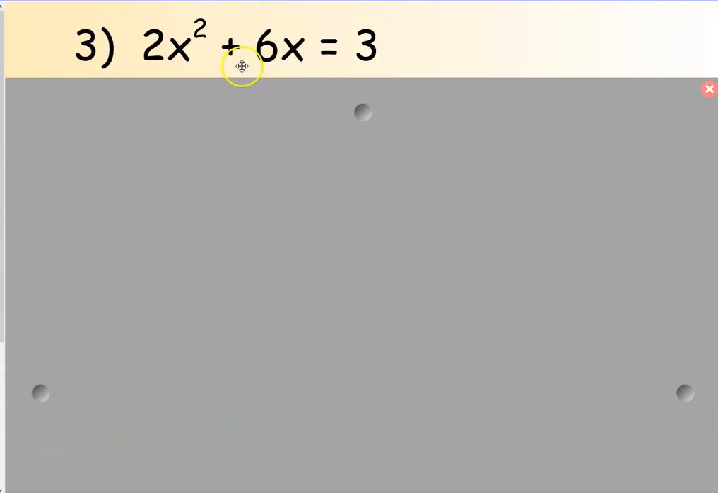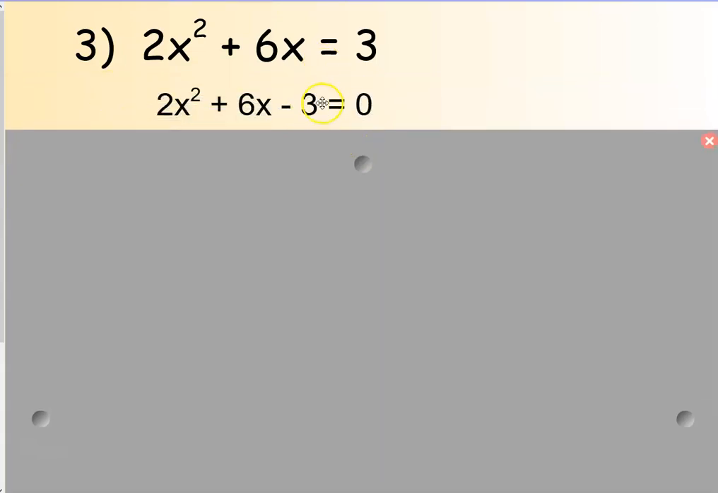Again, you might try to factor this, but it turns out it's not going to factor. So we get everything over to one side. This doesn't factor. So we're going to have to either complete the square or use the quadratic formula. Completing the square will be nasty here because it's going to involve fractions and a big old mess. So let's do the quadratic formula.